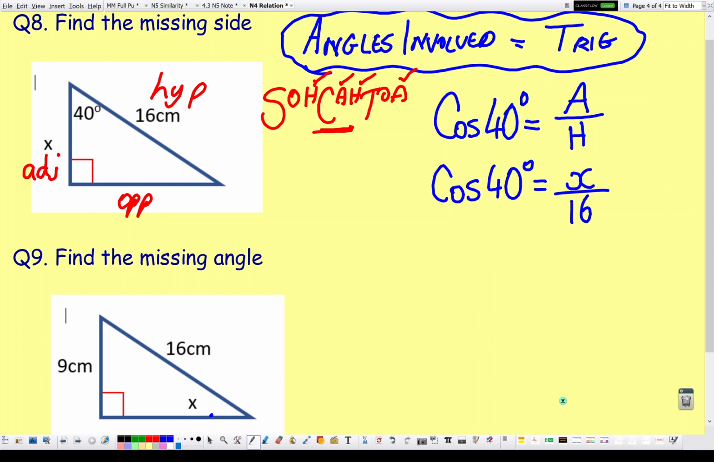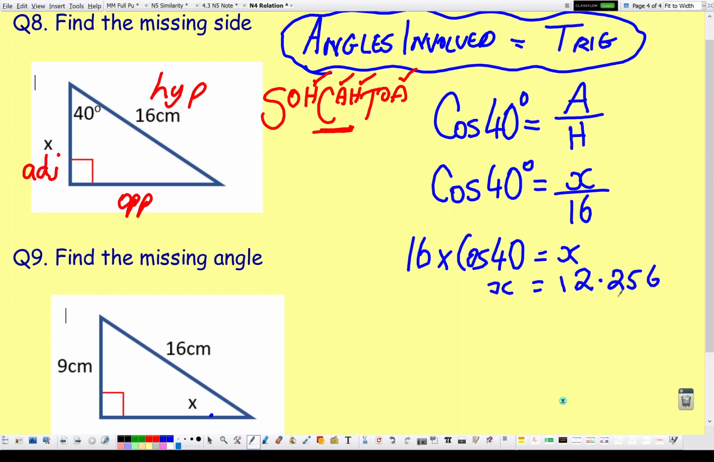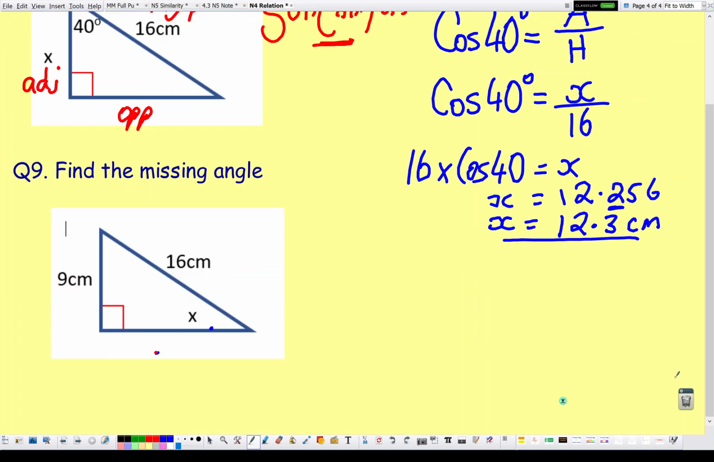Okay, you all get the same answer, and this time you are all correct, yes. So we take that 16 and we multiply it up on this side. So whatever the denominator is, that's the process, equals x. So x, when you type 16 times cos of 40, you get 12.256. When we round that to one decimal place, it goes up because it's got a 5 to the right of it, so it's 12.3 centimetres. So yes, well done if you got that, good job.